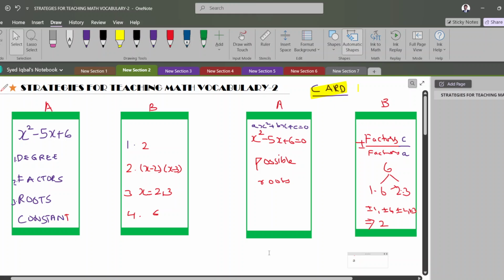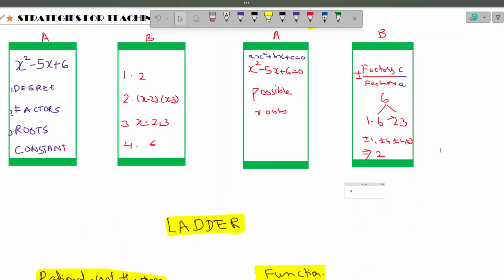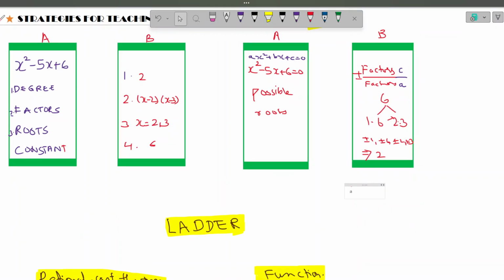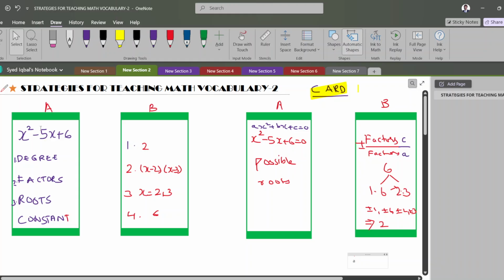Hi everyone, today we'll discuss some strategies to teach vocabulary in our math class. The one technique we are using here is the card technique. Taking a card, on one side of the card we write the equation and what are the things we have. On the other side of the card are the answers or the decisions.